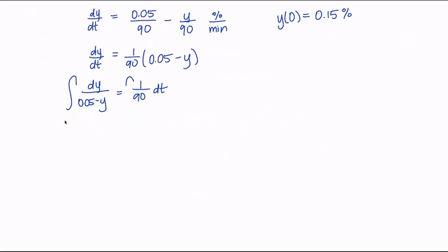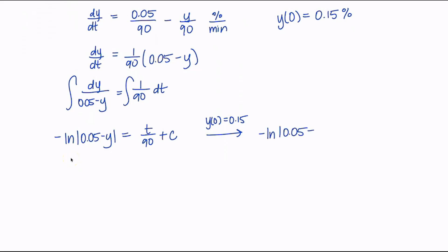All right, so if we integrate both sides here, we're going to have negative the natural log absolute value of 0.05 minus y is equal to 1 over 90 t, or t over 90 plus c. Now we'll go ahead and use our initial condition, y of 0 equals 0.15. So 0.15 is the output value, and then 0 is the input value, which is t.